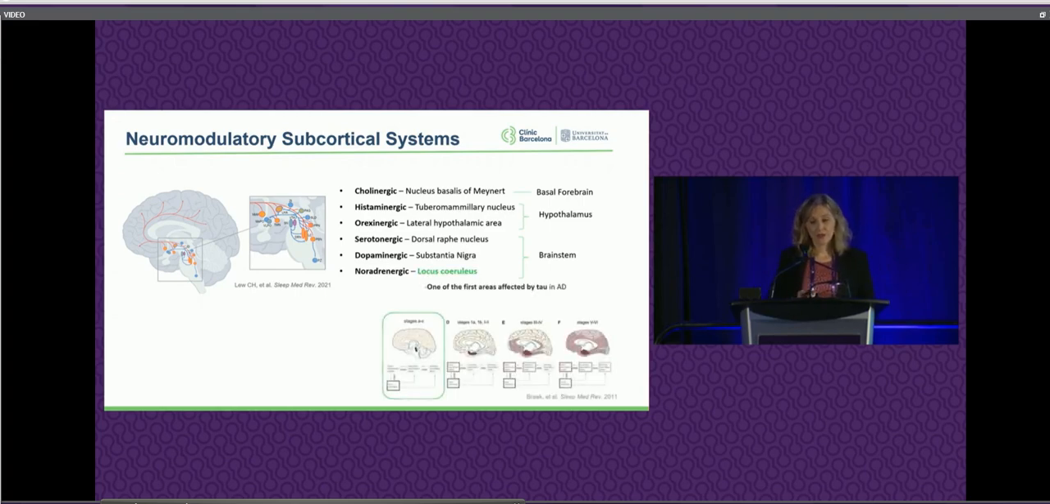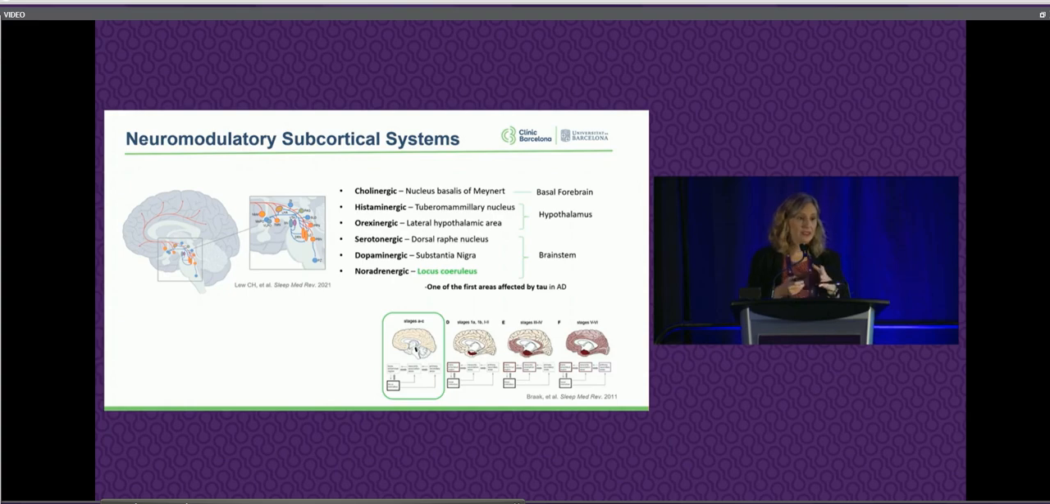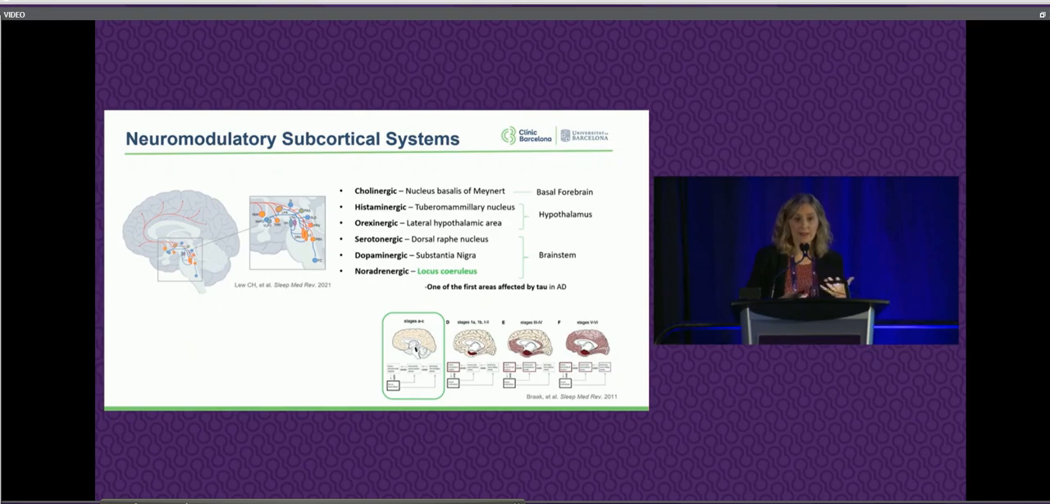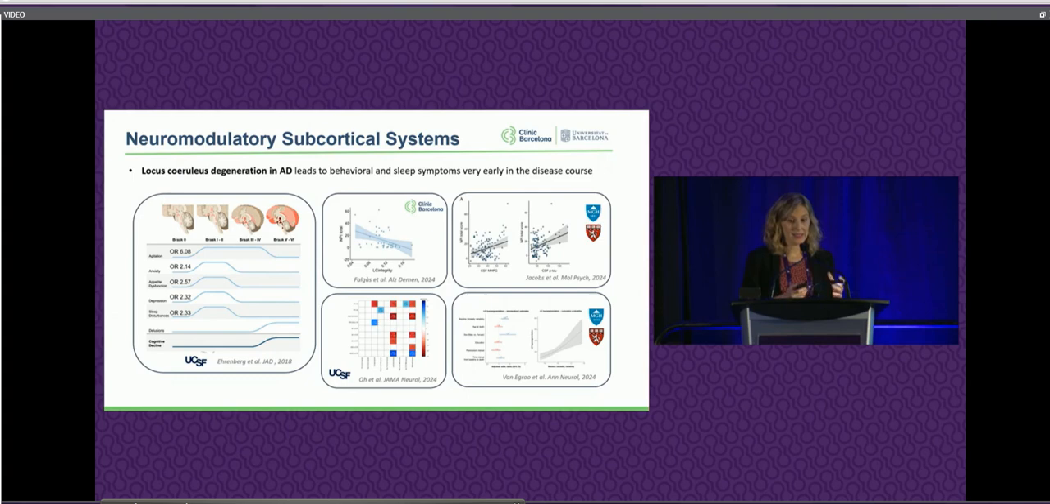The relevance of the locus ceruleus, which has gathered a lot of attention in recent years, is due to the fact that it was recognized by the Braak staging as one of the first areas of the brain to be affected by tau pathology, even before tau pathology reaches the hippocampus. So there is a lot of interest in this nucleus, and there is a lot of research going on trying to investigate other nuclei. We have growing evidence that other nuclei are also affected at the very, very early preclinical stages.